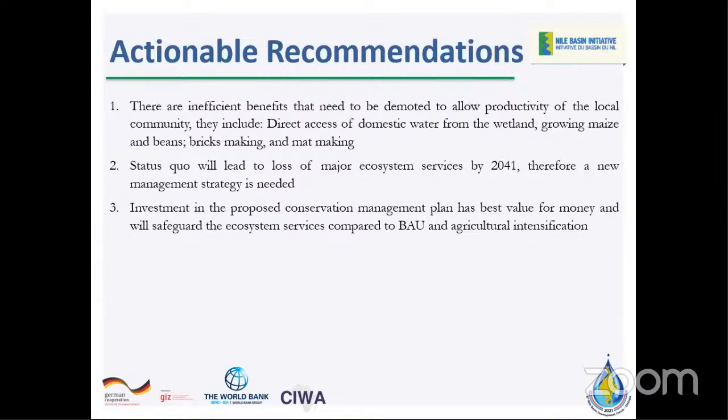So our actionable recommendations are: one, we find that there are a number of inefficient benefits that people derive from the wetland, which end up lowering their productivity. Therefore, an intervention that demotes or adds value to these ecosystem services, like domestic water supply from the wetland, or growing of maize and beans being substituted with others, or brick making being downgraded, and mat making requiring some more value addition if it has to be promoted, is a better way of supporting the local community.